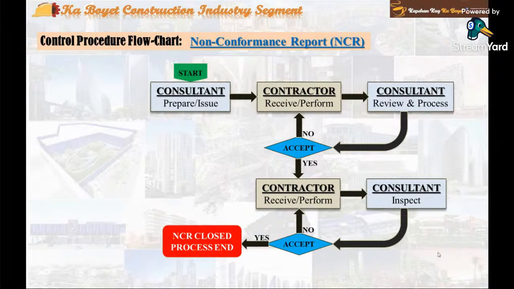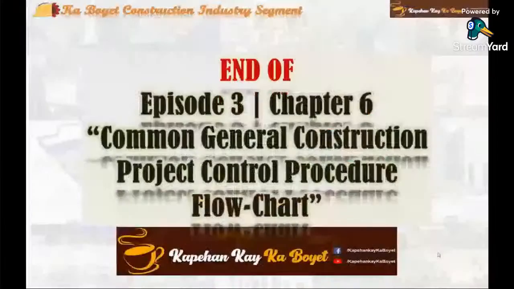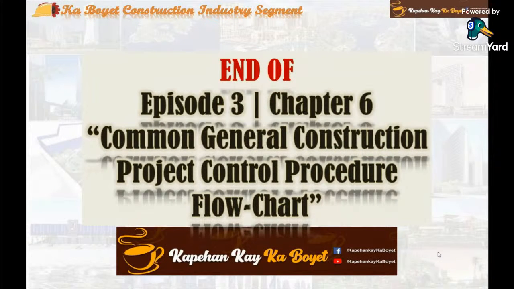now this concludes the NCR control procedure process. And likewise, this concludes episode 3, chapter 6, the last chapter of Common General Construction Project Control Procedures. Once again, I want to make clear that I do not claim that this series of videos I published are in itself perfect. The content of this General Building Project Inspectorate orientation comes only from my 30 years of professional practice and the training I gained in the construction industry.